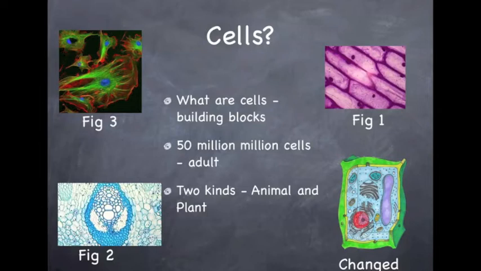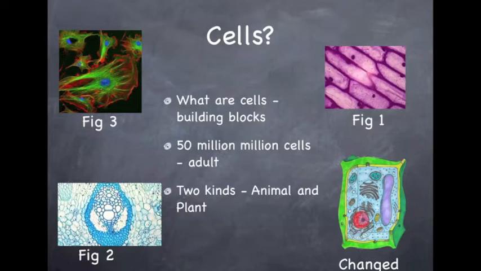So, what are cells? Well, cells are the building blocks of every living thing on this planet, including plants and all other animals. While talking about humans, the average adult human will have about 50 million cells. So as you can imagine, cells are not big things, they're very microscopic.